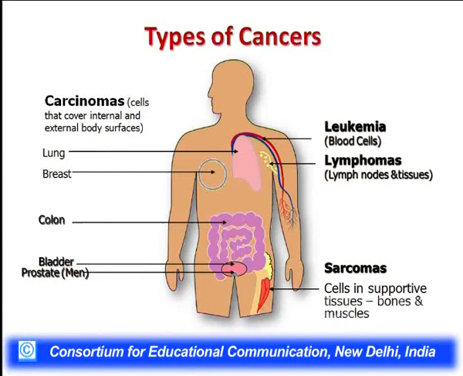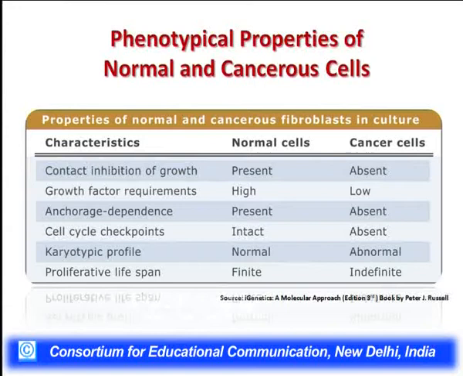Now, let's see what the basic phenotypic properties of the normal cells and the cancer cells are. The first phenotypic property which is different in the cancer cells is the contact inhibition property. When we grow normal cells, after a monolayer, these normal cells stop growing. But this contact inhibition property is absent in the cancer cells, so they form multiple layers of cancer cells over there.